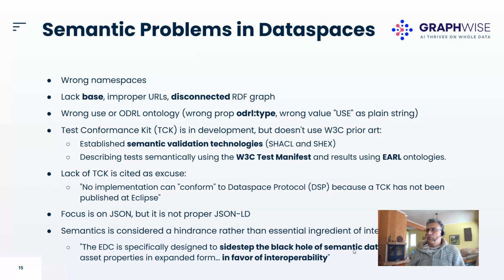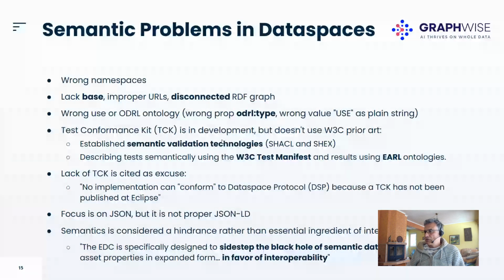Some of the concrete problems: wrong namespaces have been used. The JSON metadata payload lacks a base and it doesn't use proper URLs for some of the nodes, which results in a disconnected RDF graph. The JSON-LD context is deficient, so some properties that should have been defined as object properties are not.